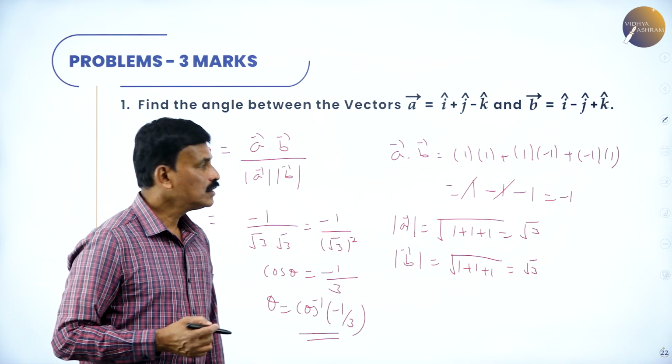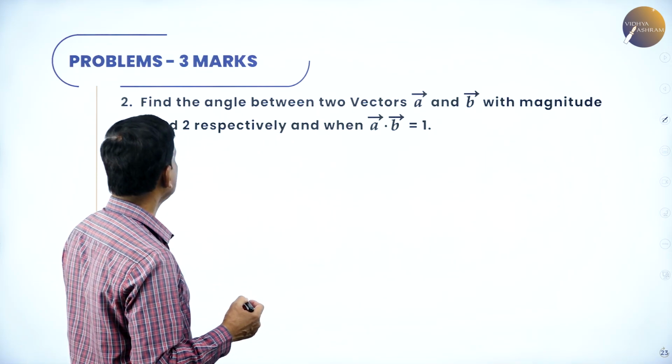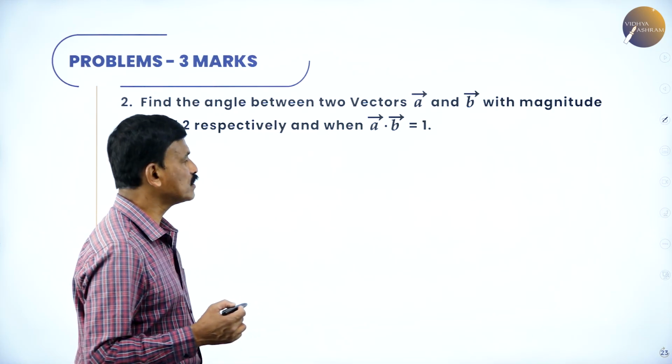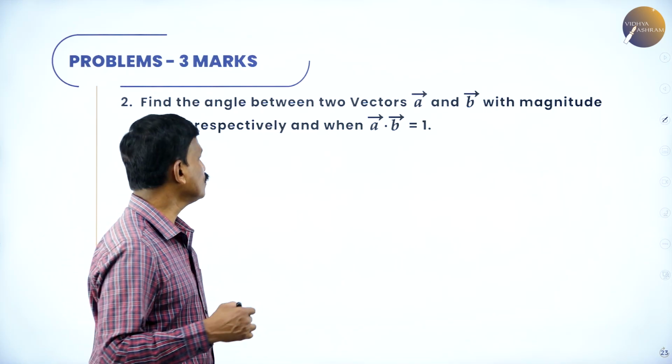Okay. Now, let us take a similar type of problem. Find the angle between the vectors A and B with the magnitudes 1 and 2 respectively, and A dot B is equal to 1.